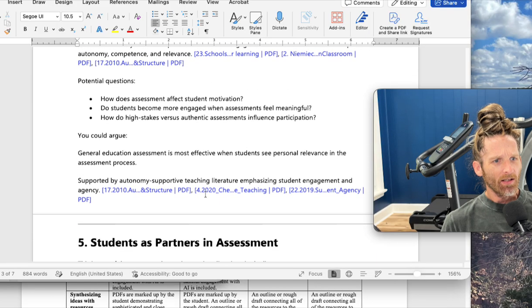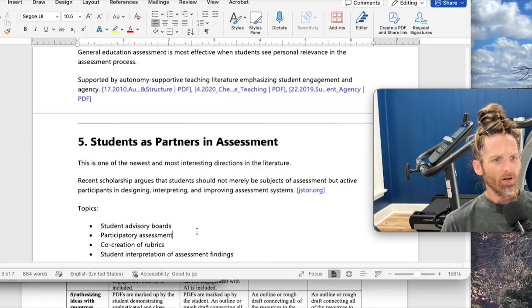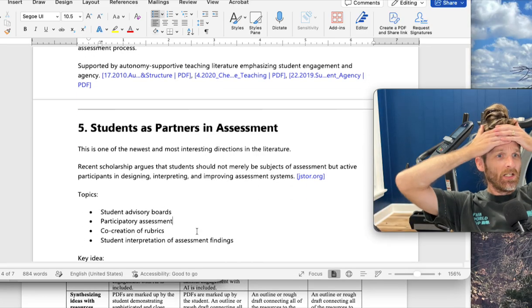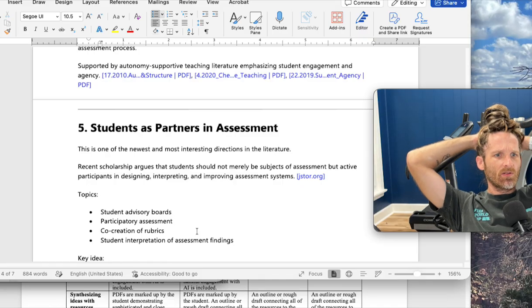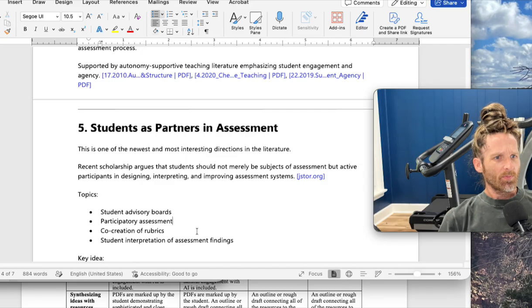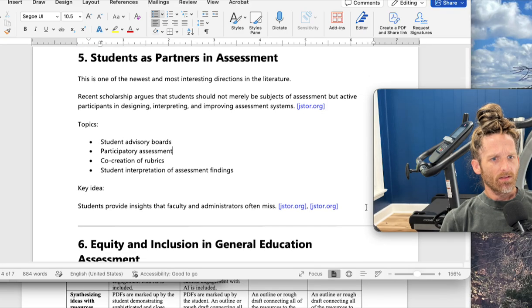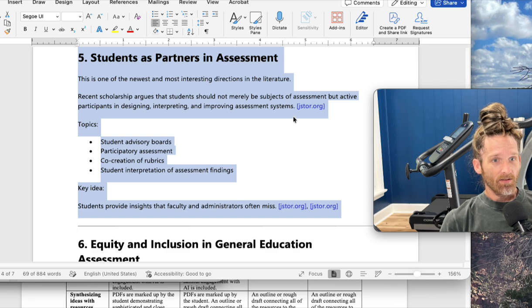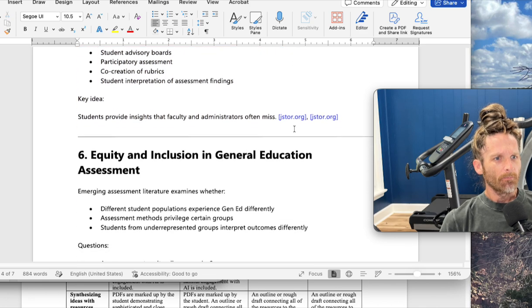Supported by, okay. Students as partners. There we go. This is one of the newest and most interesting directions. This is what I wanted. Recent scholarship argues that students should not merely be subjects of assessment, but active participants in designing. Yes, this is what I want. So I'm actually going to highlight it and ask it to write me a lit review focused on it.